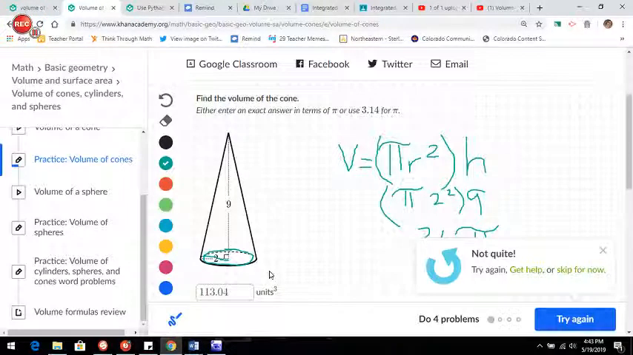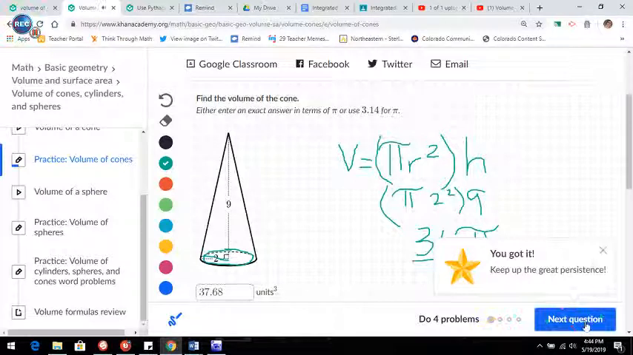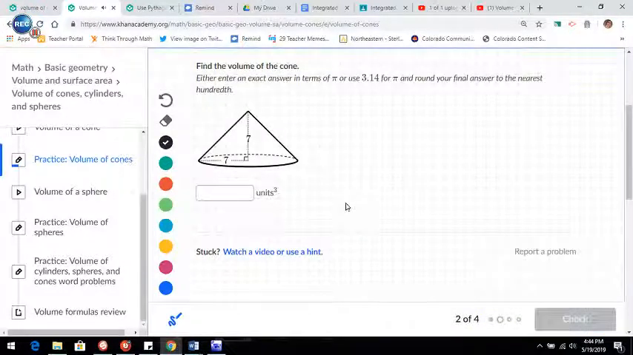Oh, whoops, what did I do wrong? Oh, I forgot that it's a cone. I was thinking of a cylinder. For a cone, you're going to divide that by 3, because there are 3 cones that fit in a cylinder. So that turns out to be 37.68. And that formula will be on the wall. You just need to know how to use it. So it's not that bad.